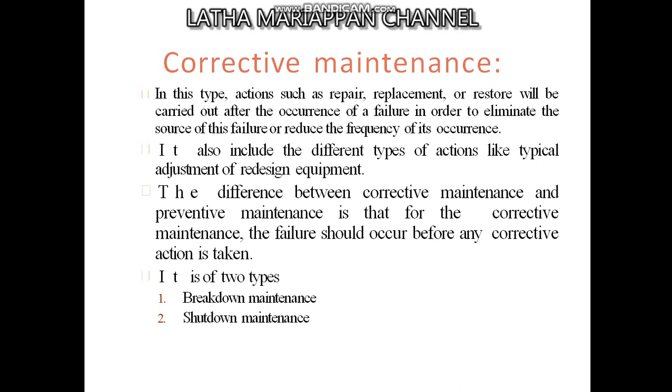So corrective maintenance can be carried out after the occurrence of the failure, whereas preventive maintenance is done before the occurrence of the failure. That is the major difference. Corrective maintenance has two different types: breakdown and shutdown maintenance.